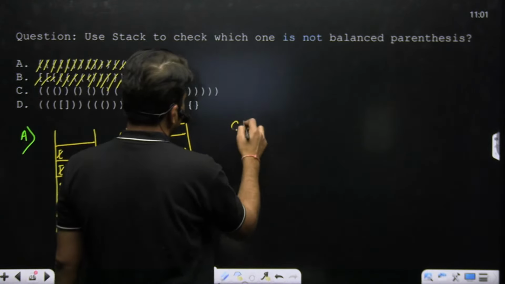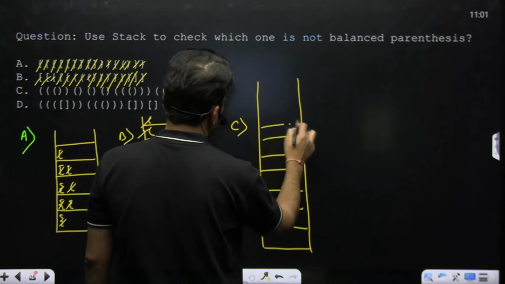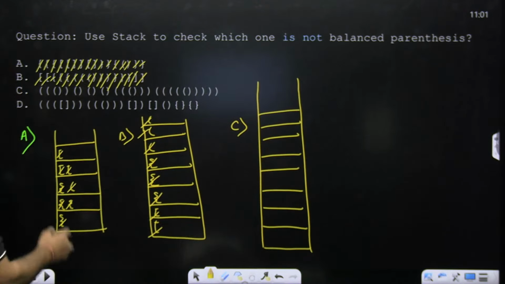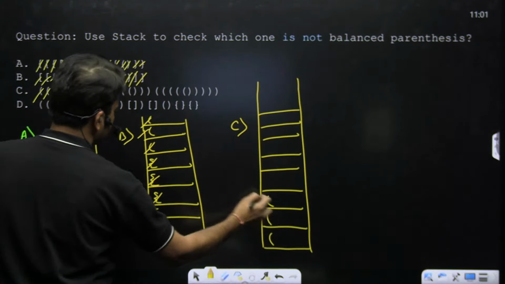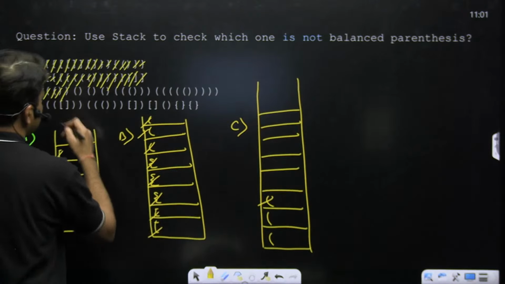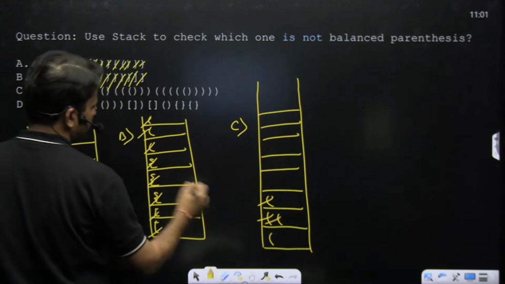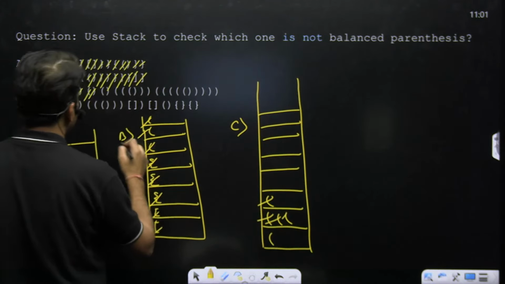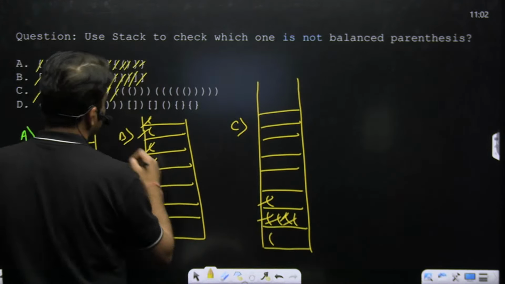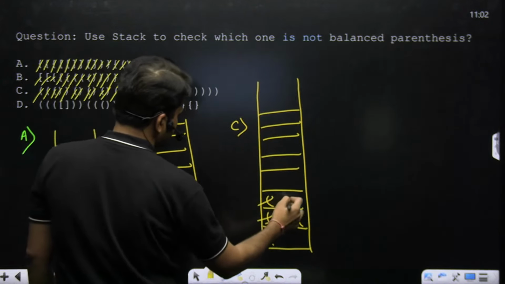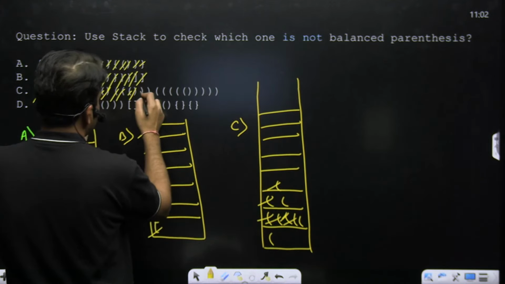What about C? So this is opening here, sir. Again opening, again opening. This is closing. So you can close this, closing, opening, right? And then closing, then opening, and then closing, then opening, then this closing, then this opening, then again opening. Okay, then again opening, then closing, this closing, then closing, this closing.